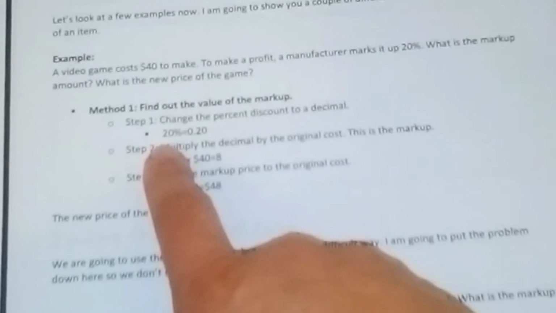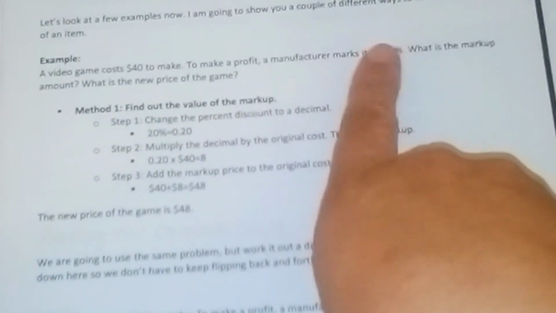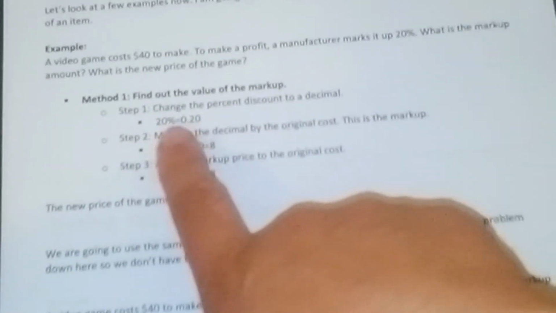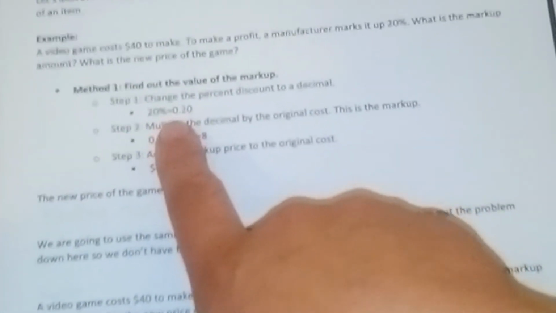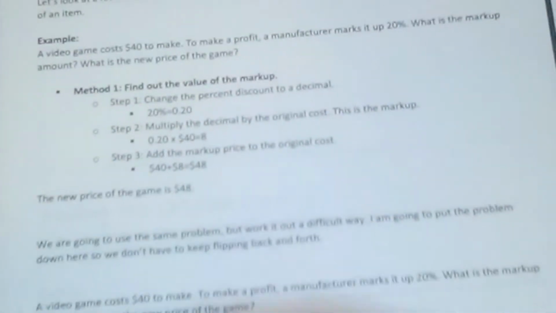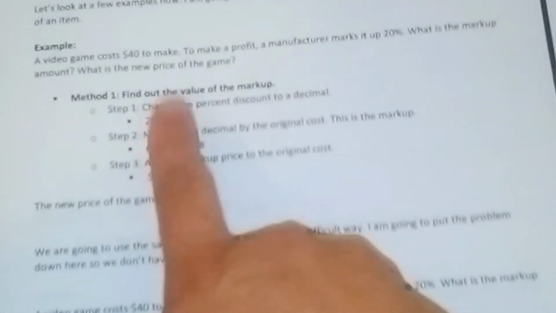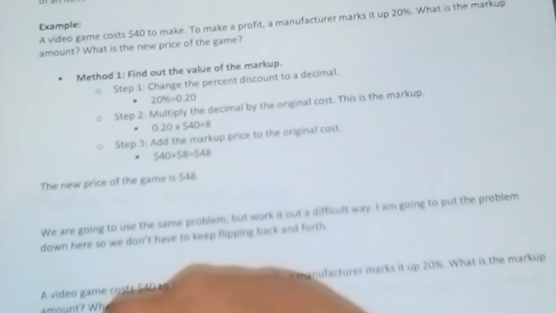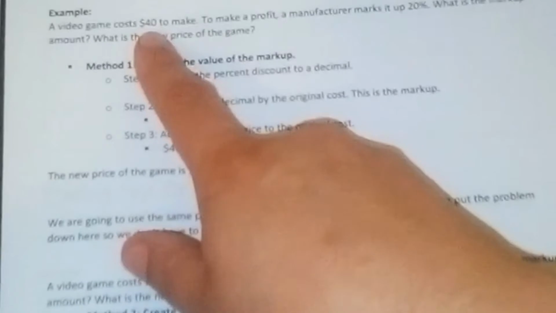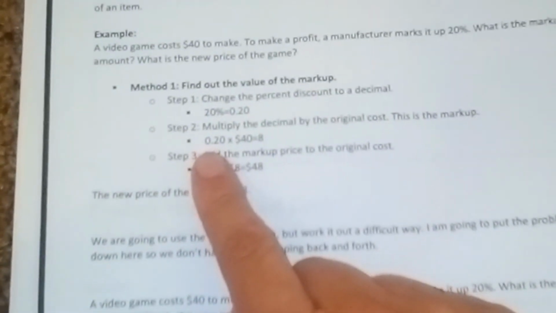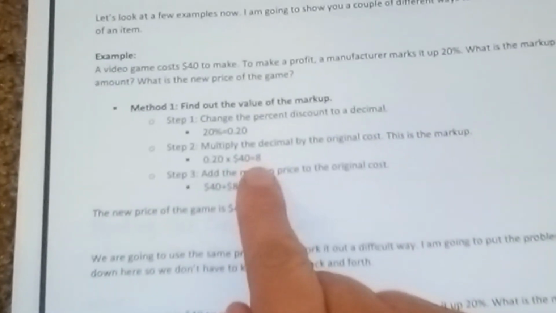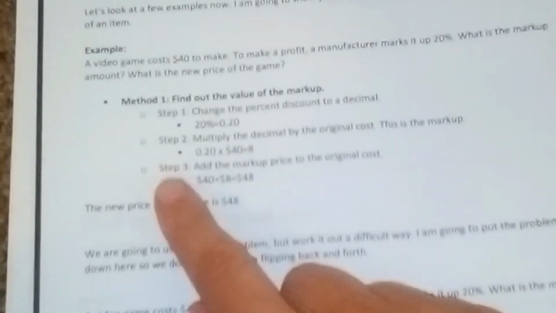So we're going to change our markup, which is 20%, to a decimal. When we do that, we get 0.20. Step 2 is we are going to multiply the decimal we just found by the original cost, and this will allow us to find the markup. The original cost of the video game is $40. So we are going to multiply 0.20 times $40, and when we do that, we get $8.